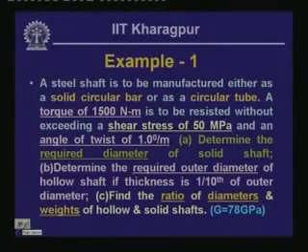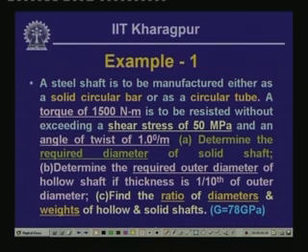Now, the first example which I am going to demonstrate is that a steel shaft is to be manufactured either as a solid circular bar or as a circular tube. We will compare these two cases: a circular solid bar and a circular tube. A torque of 1500 Newton meter is to be resisted without exceeding a shear stress of 50 megapascal and an angle of twist of 1 degree per meter.